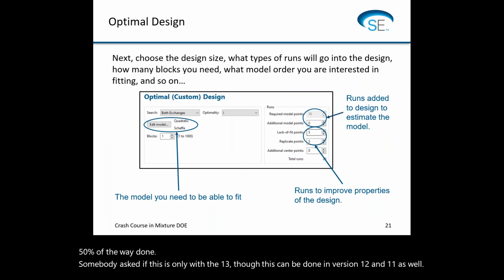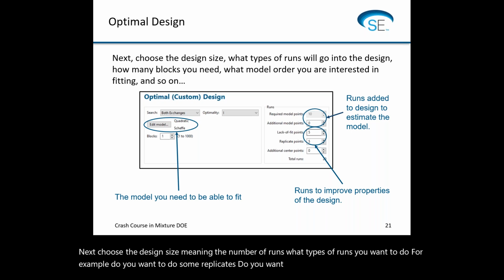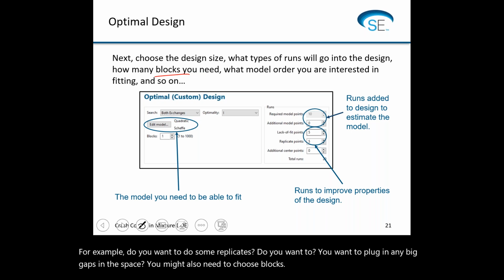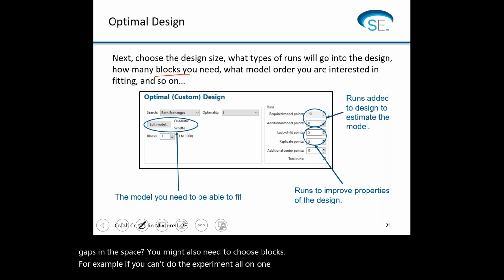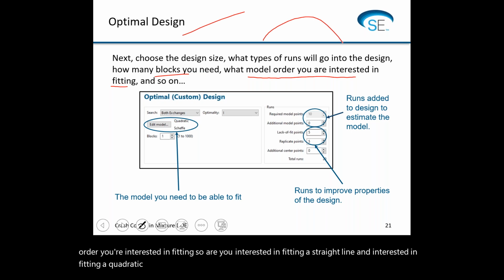Next, choose the design size, meaning the number of runs. What types of runs do you want to do? For example, do you want to do some replicates? Do you want to plug in any big gaps in the space? You might also need to choose blocks, for example, if you can't do the experiment all on one day. And finally, what model order you're interested in fitting. So are you interested in fitting a straight line, or in fitting a quadratic curved surface, and so on.